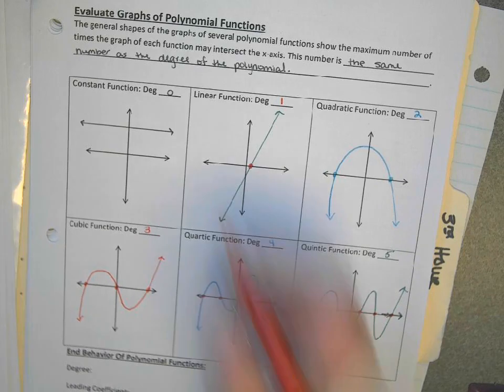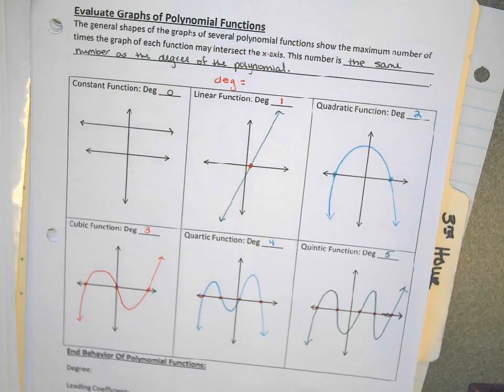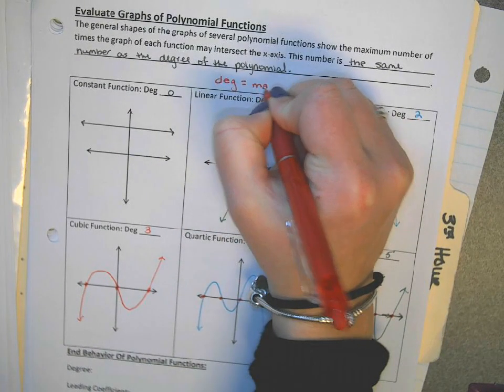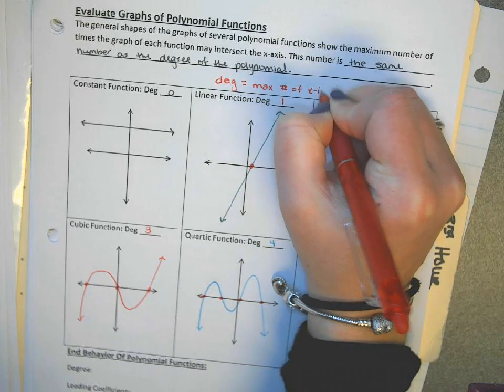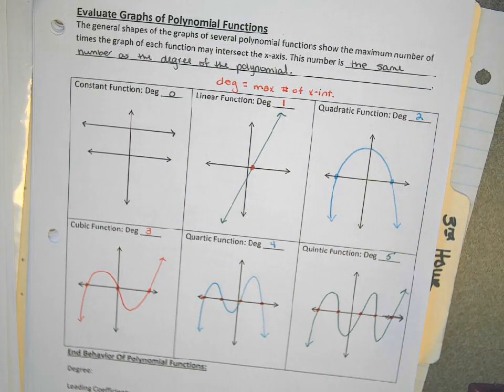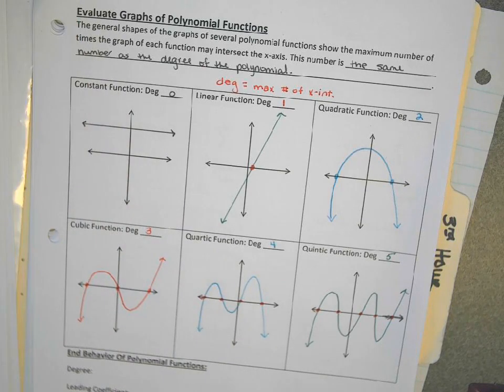So let's kind of write that up here. The degree is equal to the maximum number of x-intercepts. That's what that little small paragraph there is saying. The degree of the polynomial is the maximum times that it will hit the x-axis. Okay.